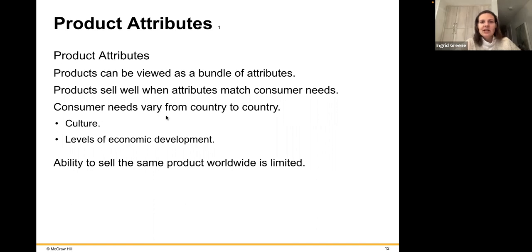The consumer needs vary from country to country, depending on the culture and the levels of economic development, as I've alluded to a little bit already in this chapter. And the ability to sell the product worldwide here, the author is saying, is limited. We're going to talk about 5 constraining factors in the next couple of slides.